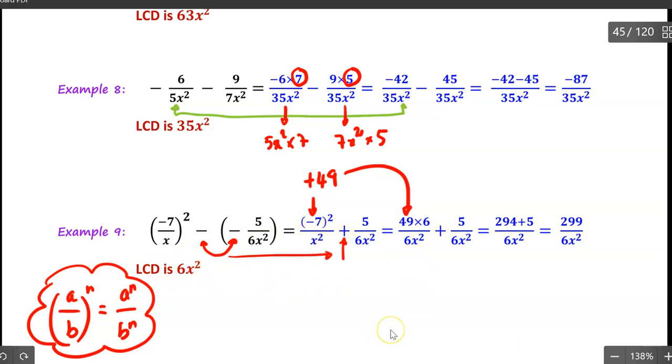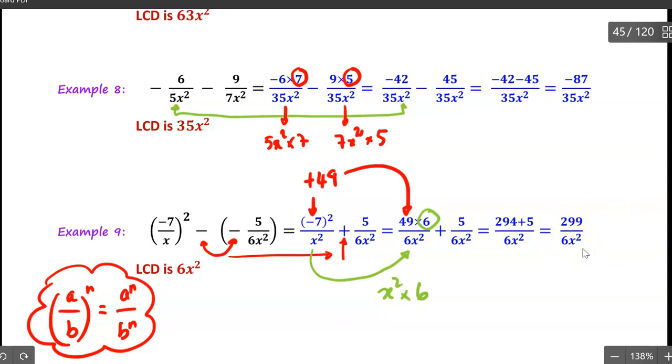So to turn this x squared into a 6x squared, I have to take x squared times 6, right? So that means I do the same thing on top. I already have 6x squared here, so I don't need to do anything to the number 5. And to add these two, you write the same denominator, 6x squared. 49 times 6 is 294, plus 5. In the end, you can just add the two numerators and present your answer as 299 over 6x squared as the final result.